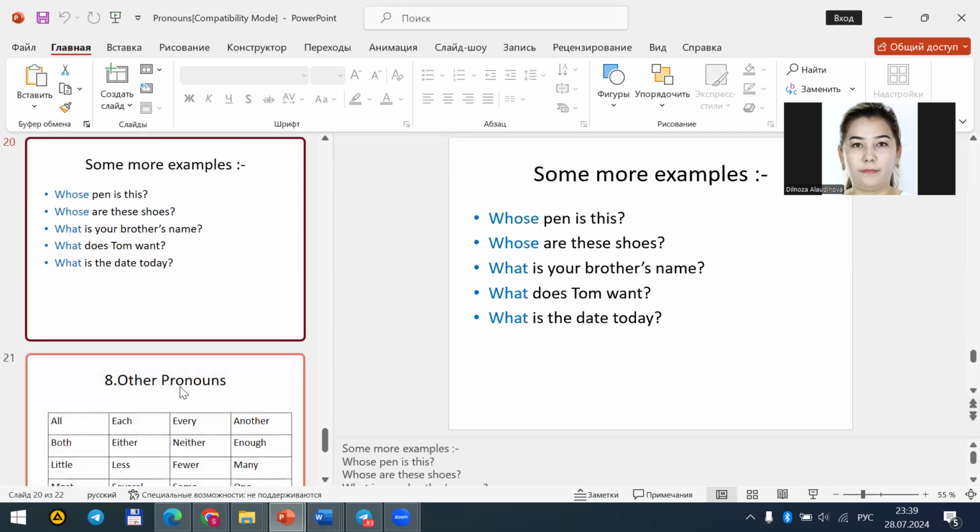Some more examples. Whose pen is this? Whose are these shoes? What's your brother's name? What does Tom want? And what's the date today? They're all interrogative pronouns in English.